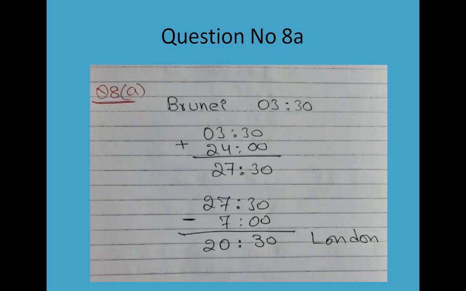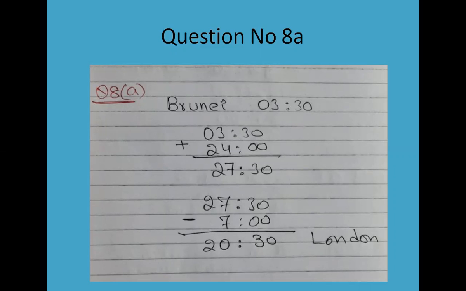So Brunei time is 3:30. And first of all, because it's early morning, and London's time will be 7 hours behind this time, let's add 24 hours to it. So you will get 27:30. From 27:30, which is in Brunei, subtract the 7 hours, because London time is 7 hours behind Brunei's time.